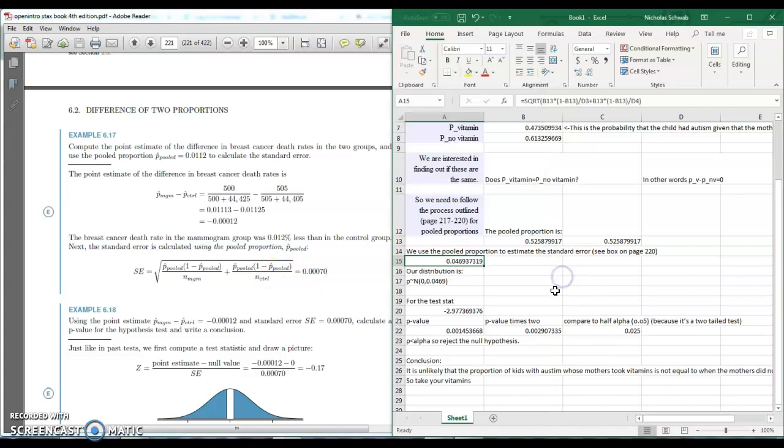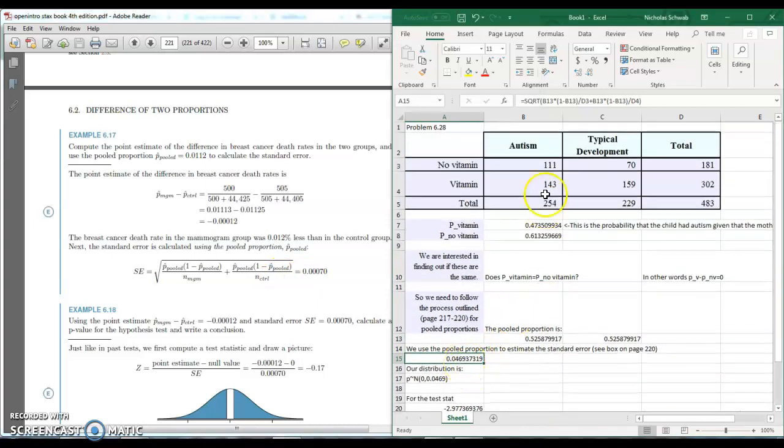So let me show you what that looks like for our problem. Here we've got the pooled proportion twice, so B13, that's my pooled proportion here, divided by the total of people who didn't take vitamins. And then I'm going to add to that the pooled proportion again, just like I did when we were doing single proportions, and I'm going to divide it by D4. So that's this total here. And that's my standard error.